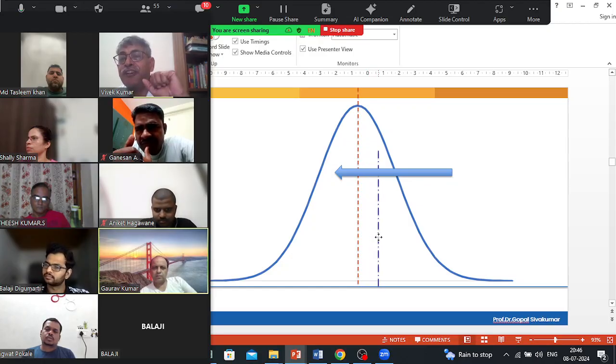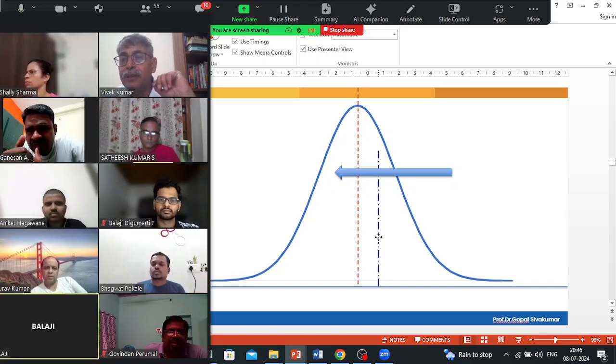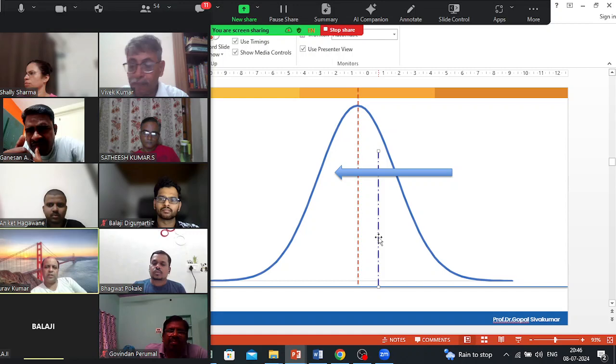This is 0.75 standard deviation. What is the Z value? You tell me, Ganeshan, where shall I draw? How many standard deviations? So in this situation, the Z value is equal to the standard deviation.